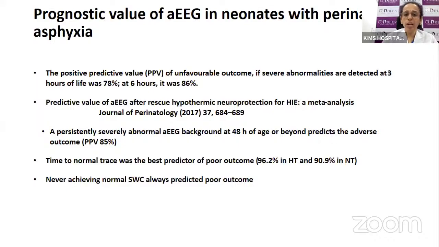A persistently severely abnormal EEG background at 48 hours of age or beyond predicts adverse outcomes with a positive predictive value of around 85%. And time to return to normal trace was the best predictor of good outcome or poor outcome with a sensitivity of 96.2% in pooled babies and 90.9% in babies who do not receive the therapeutic hypothermia. And if the sleep wake cycle is not returning by at least 96 hours of life, then it always predicts the poor outcome in the babies, which we have to correlate clinically also, and discuss the prognostic value with the parents.